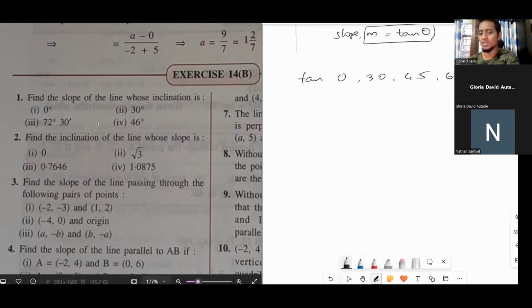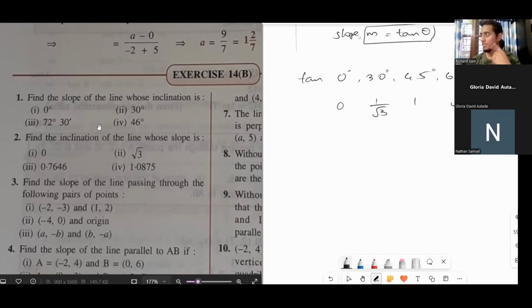Tan 0 is how much? 0, by the way, these are degrees. Tan 0 degree is 0. Tan 30 degree is 1 by root 3. Tan 45 degree is 1. Tan 60 degree is root 3. Tan 90 degree is infinity. So these values we have, but if it's some other number that is not in this, we need the table.